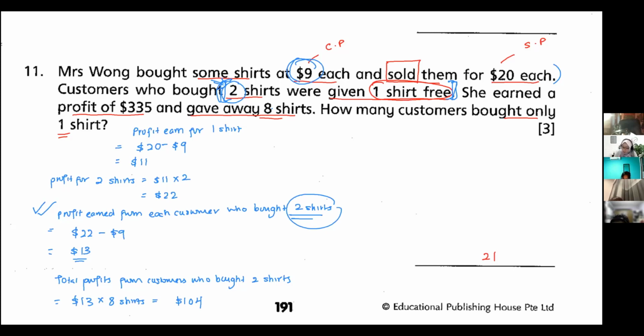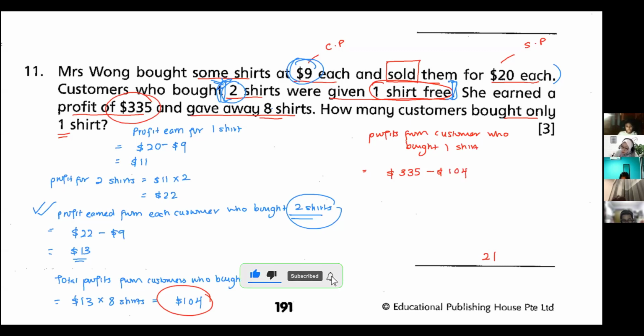So now I know that this is my total profit from the customers who buy two shirts. Now I want to find the profit from customers who bought one shirt. You take the 335, my total profit, and take away what I know from the two-shirt customers, 104, which equals 231.